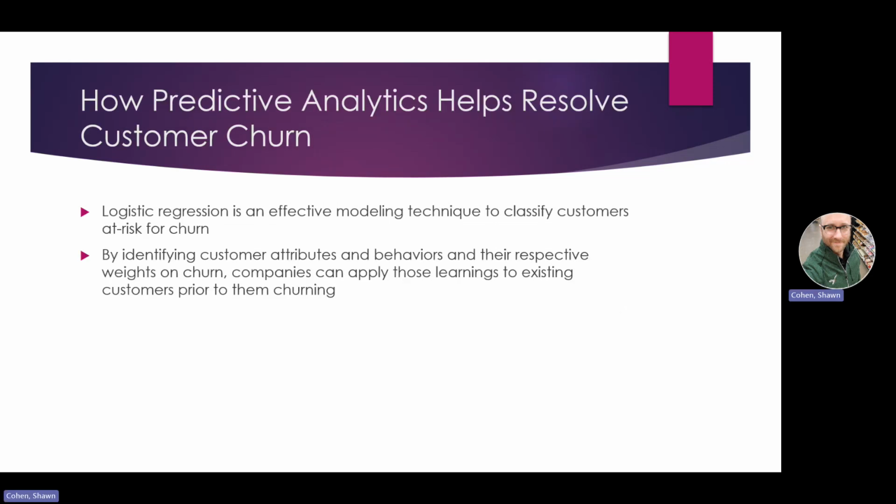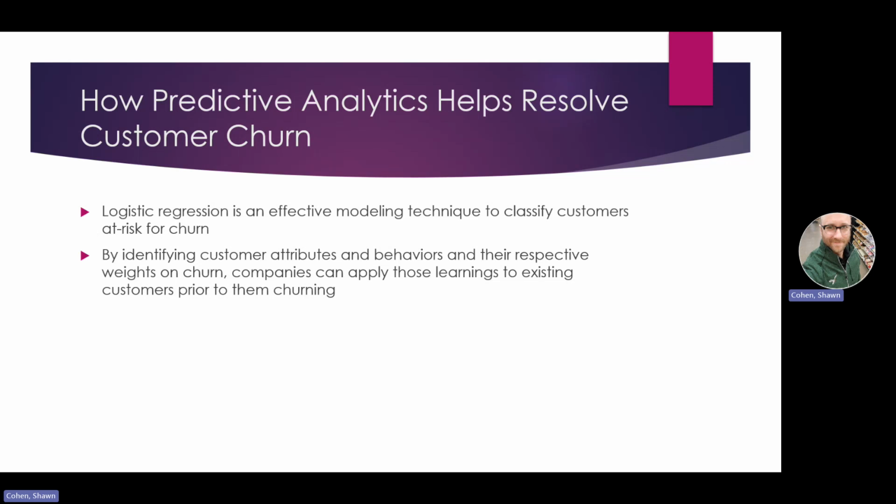So, where does predictive analytics come into this whole customer churn process? Well, logistic regression specifically can be effective for classifying customers who are at risk for churning. We have churn as a binary yes or no status of a customer, and logistic regression helps us classify them into that yes or no state, especially when we have a good amount of historical data on our existing customers or former customers to understand their behaviors and attributes leading up to when they churn.